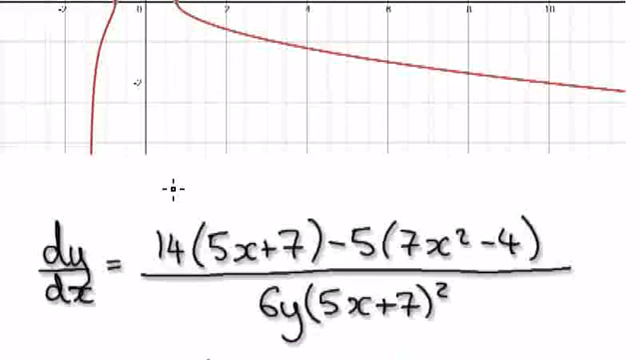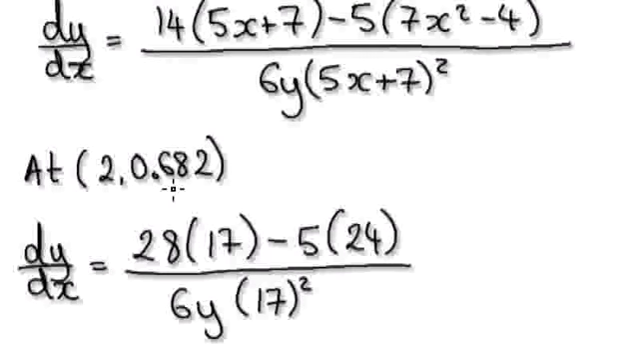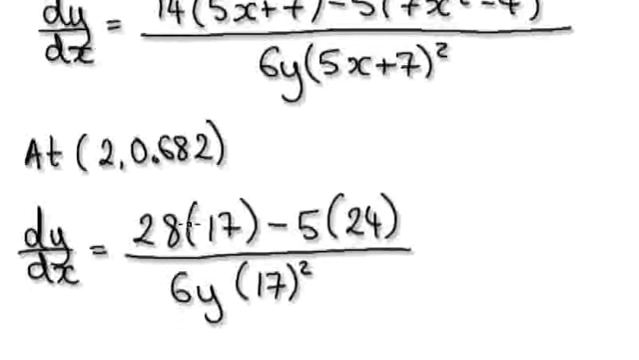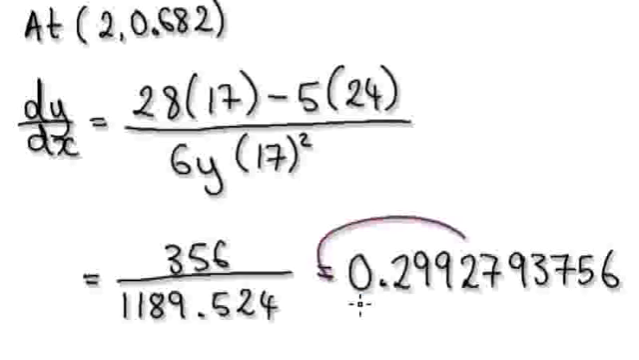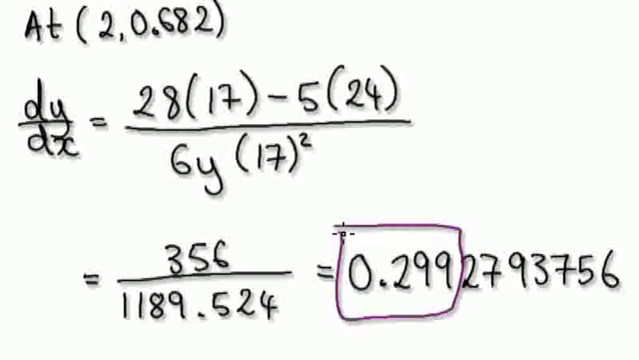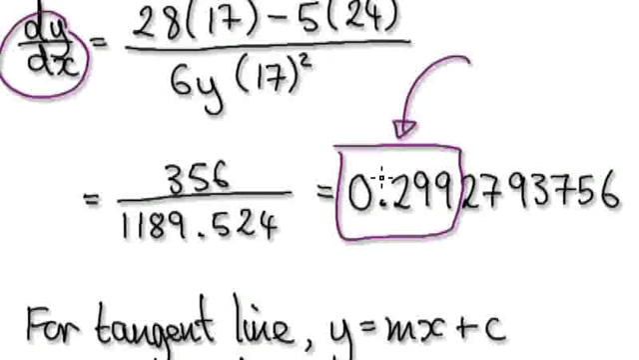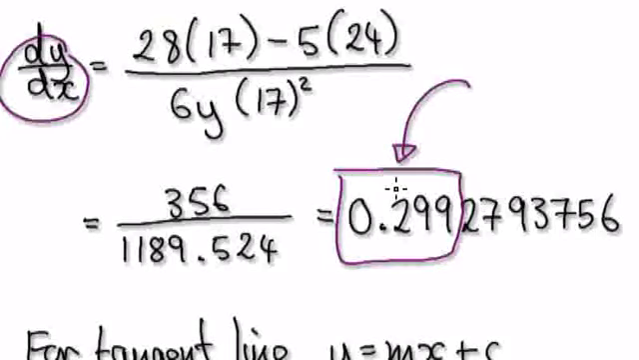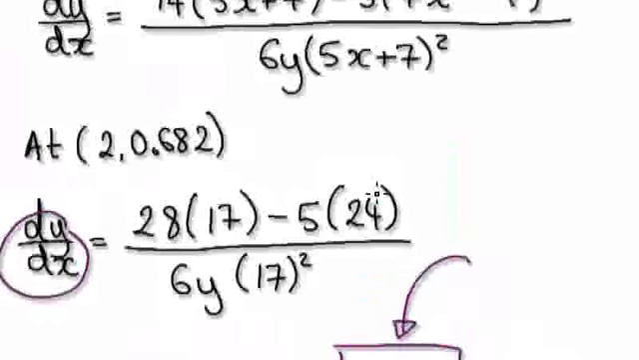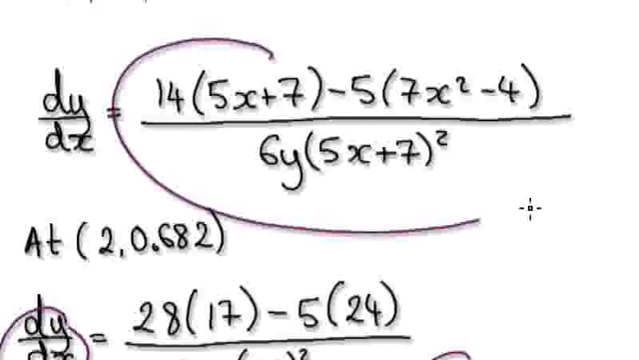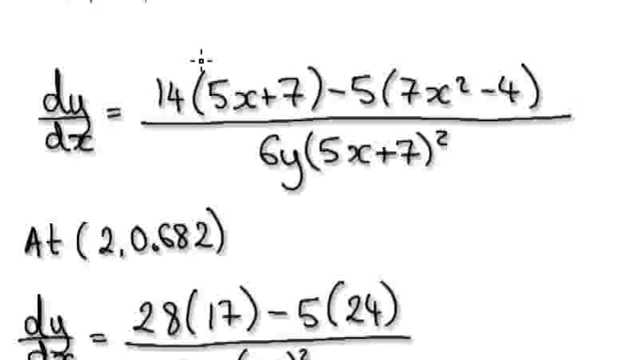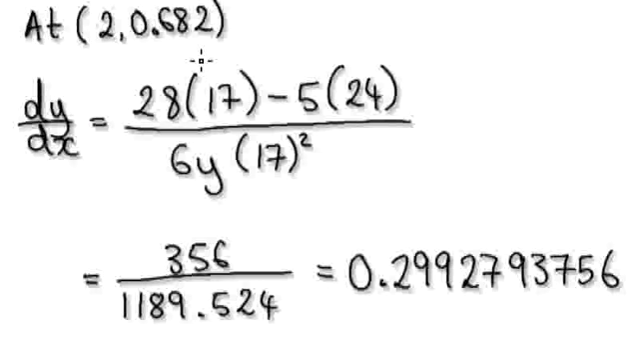Okay, now at that point, the gradient dy by dx equals this thing here. Let's just round it off to this bit here. So we know the gradient equals this, using our first method. Okay, using the first method, dy by dx equals this thing here.